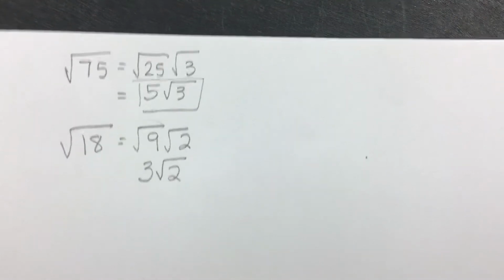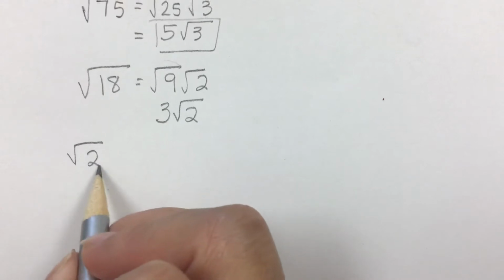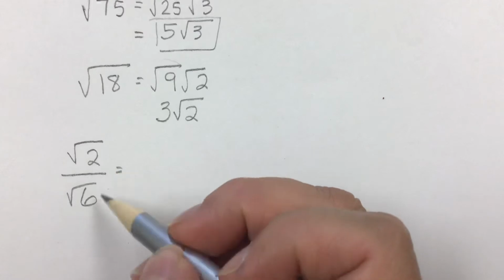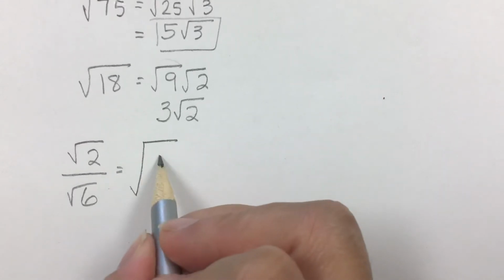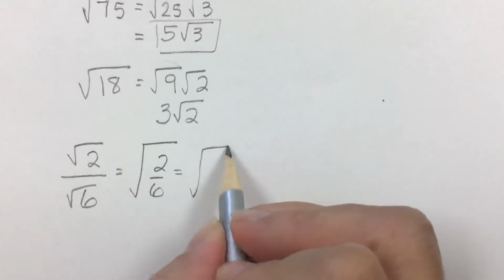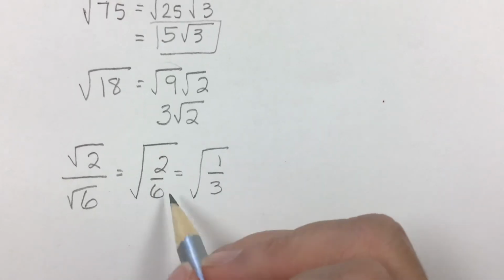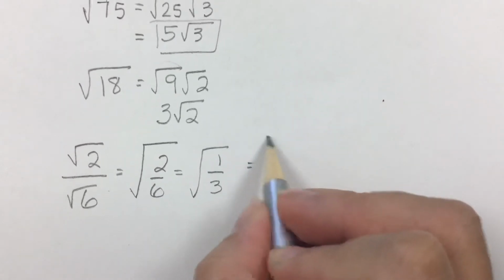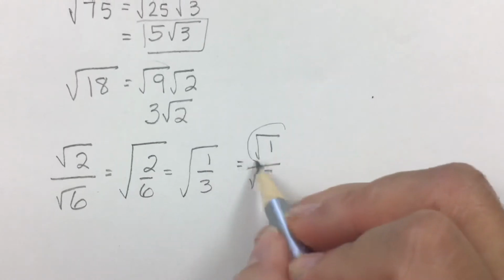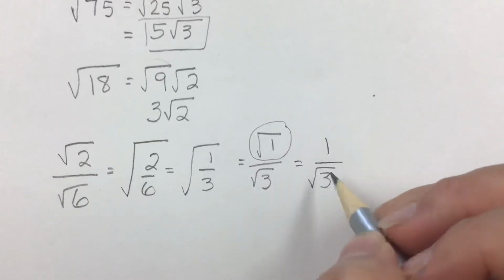We can also do a similar thing with division. For example, if you had the square root of 2 divided by the square root of 6, you can simplify as if it was under one radical. 2 divided by 6 is 1/3, so this is the radical 1/3. But you don't have to write these steps down. You could just simplify the fraction, and your answer is the square root of 1 over the square root of 3. Don't forget, though, the square root of 1 does simplify. This is 1 divided by the square root of 3.